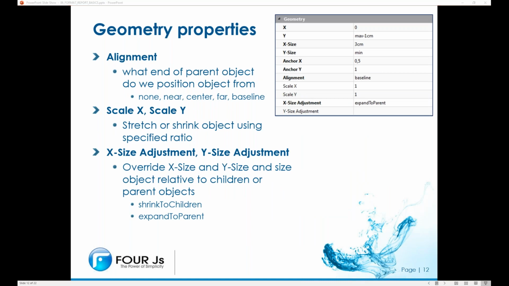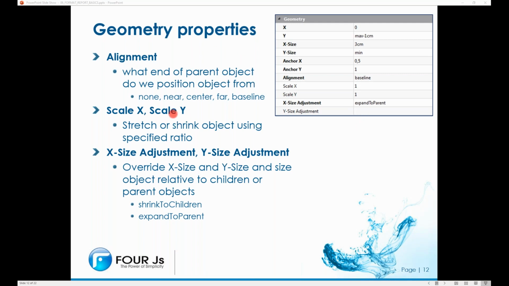The alignment property is saying from what end of the parent object do we position our object from? I rarely go in and change this. It's set to baseline, so you're aligning it with the baseline. But if you do need to modify that, you can play with the other settings that are out there.